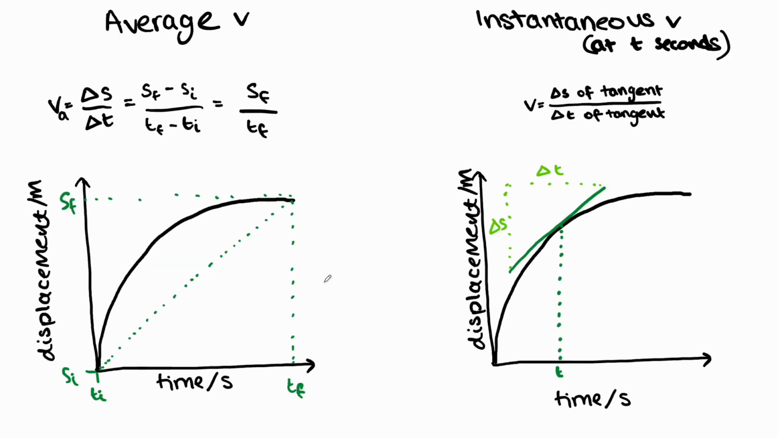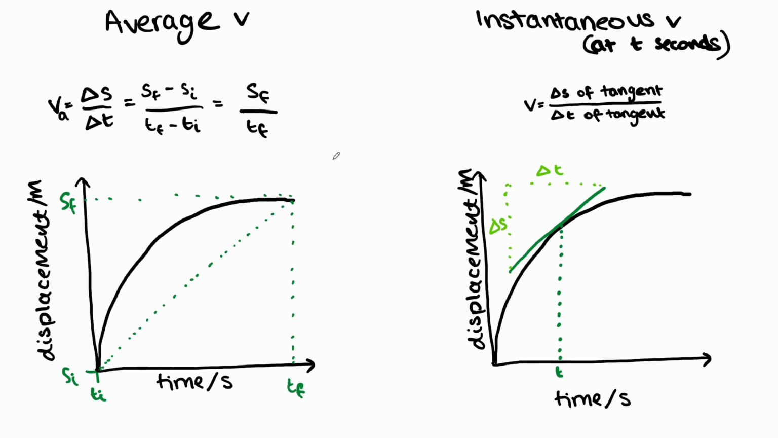Now, we also need to be able to work out average velocities and instantaneous velocities, or also accelerations. So the average velocity, you are just interested in the initial displacement or time and comparing that to the final displacement and time. You just substitute that into the normal equation for velocity, calculating the difference between the two first and dividing them.